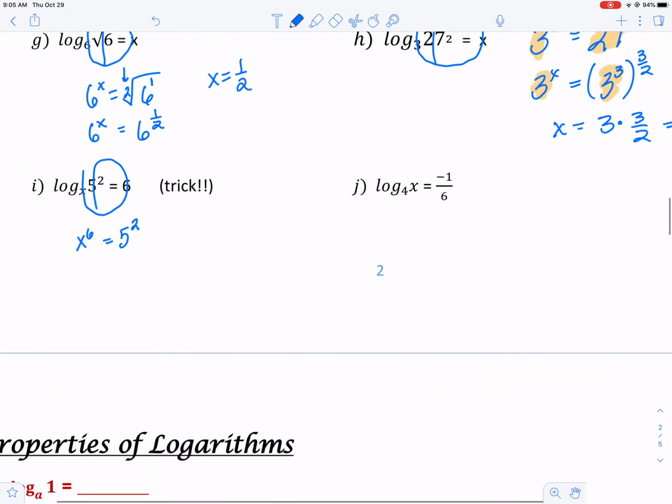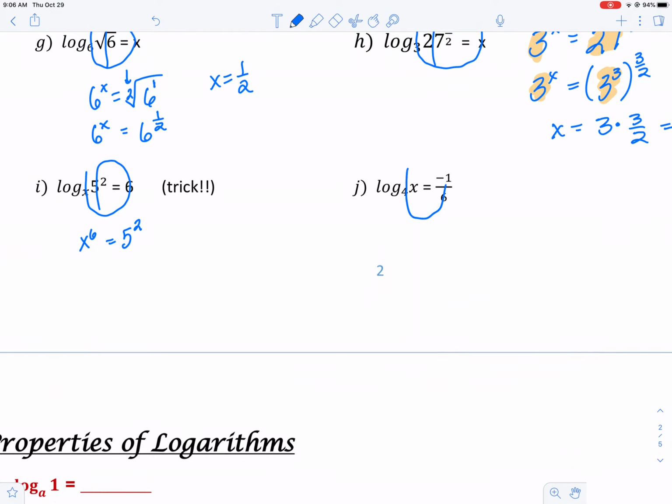So let's do another one. 4 to the 1/6 to the negative 1/6 is equal to x.